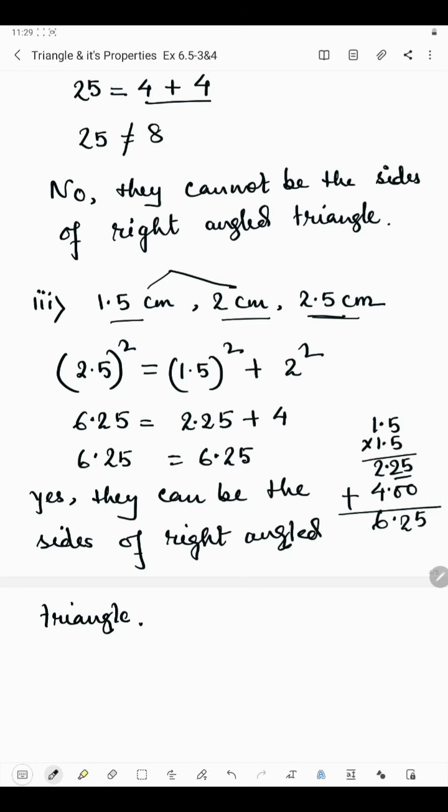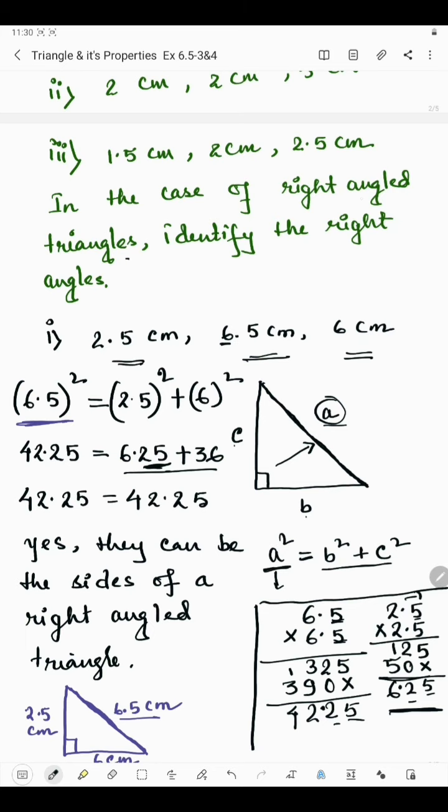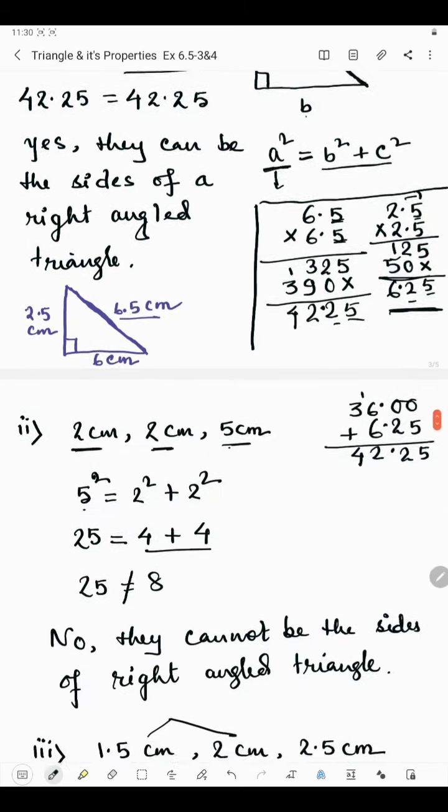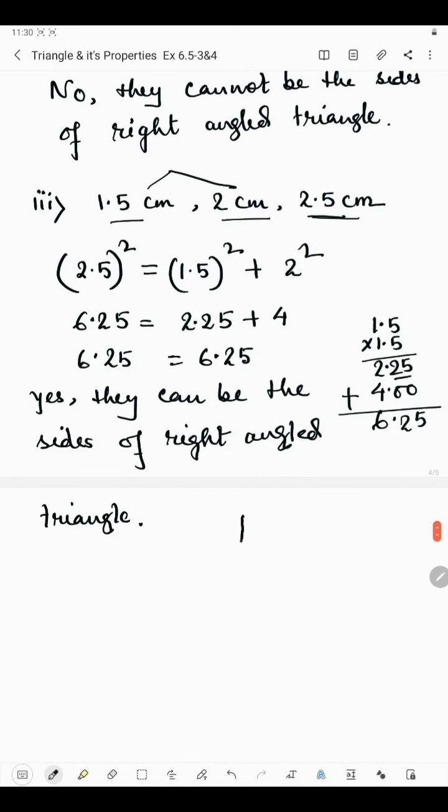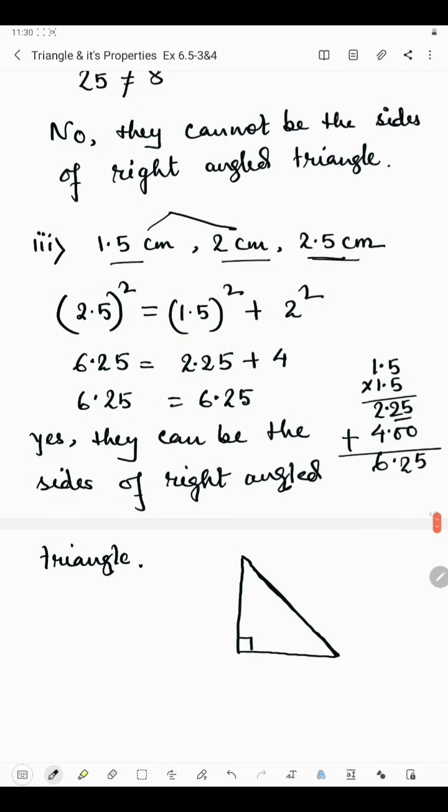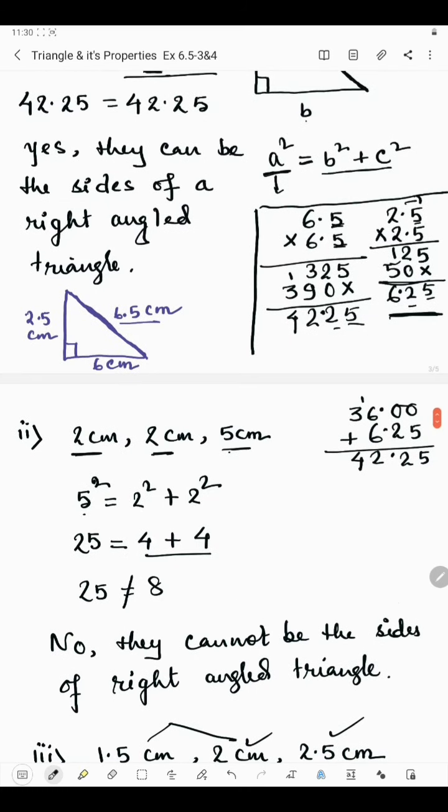Okay, now we will have to find, in the case of right angle triangle, identify the right angles here. So if this is a right angle triangle, the opposite of 90 degree, that means this is the longest side, and the longest side is 2.5 centimeter, right? So this is 2.5 centimeter, and the other two side will be 1.5 centimeter and 2 centimeter. Suppose this is 2 centimeter and this is 1.5 centimeter. Okay, so this was all about question number 4. Thank you, students.